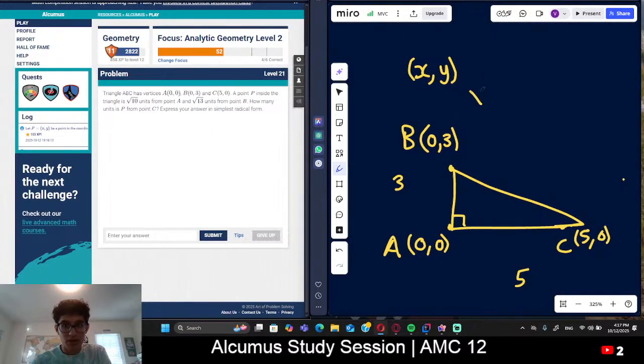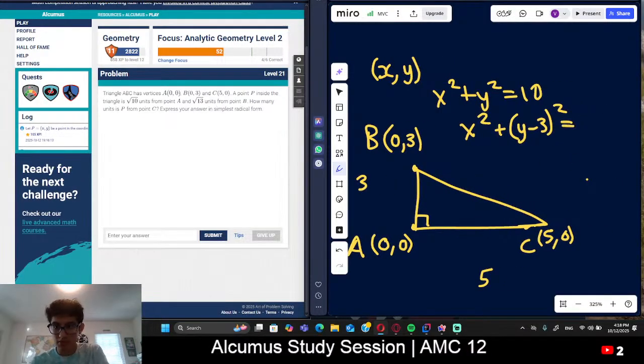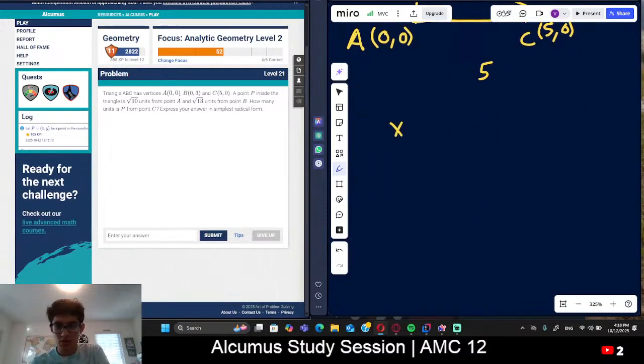X comma y. So x squared plus y squared, the distance from A is root 10. So x squared plus y squared equals 10. And then x squared plus (y minus 3) squared is equal to 13, because that's with point B. So we can put these together and now get a nice equation. x squared plus y squared equals 10.